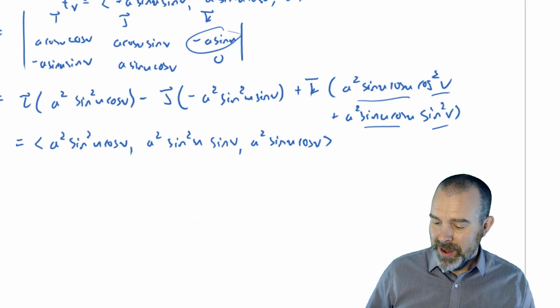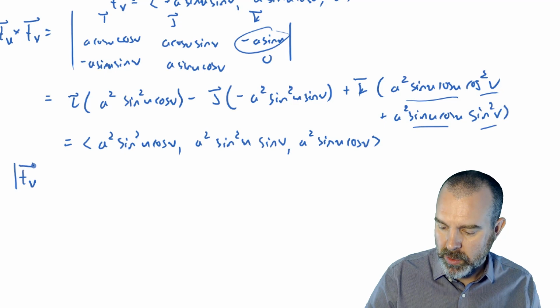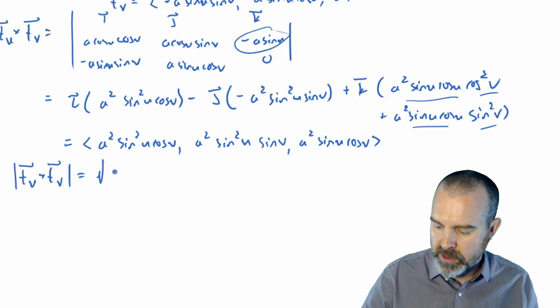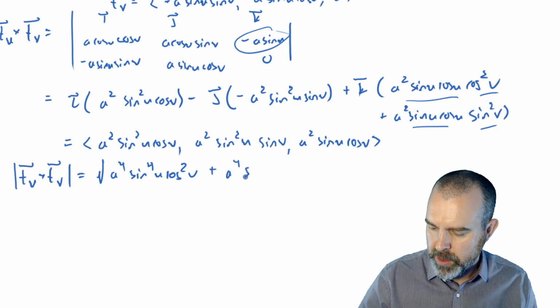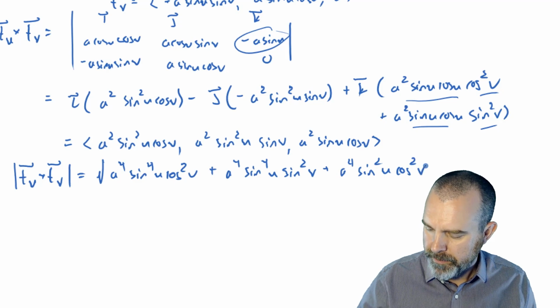All right, so now we need to find the magnitude of that cross product. That'll be the square root, and then we have to square each of these. So a to the 4th sine to the 4th u cosine squared v plus a to the 4th sine to the 4th u sine squared v plus a to the 4th sine squared u cosine squared v.